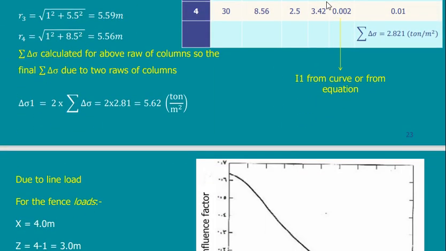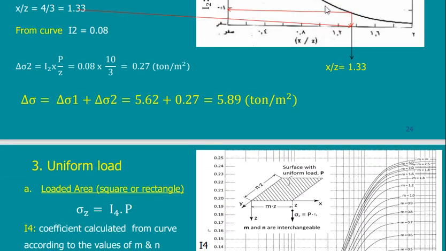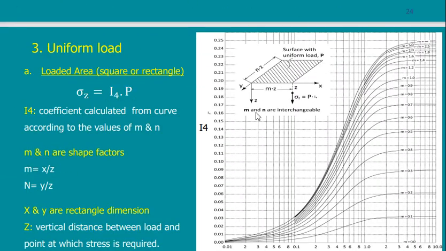We said that next time we are going to study uniform load. What is the effect of a uniformly loaded area on a specific location in the soil? So we took the concentrated and line loads, now it is the uniform load. We have many cases for the uniform load. The first case is if I have a loaded area and this loaded area is square or rectangle, a square or rectangle footing on top of the soil.